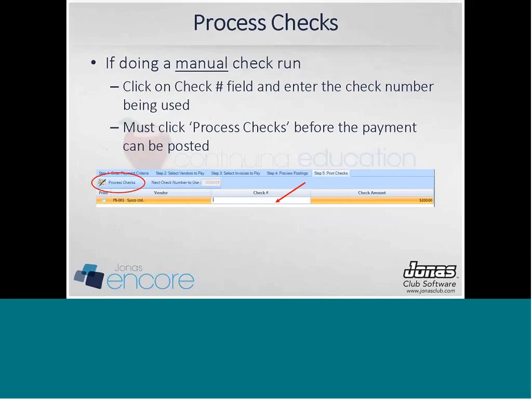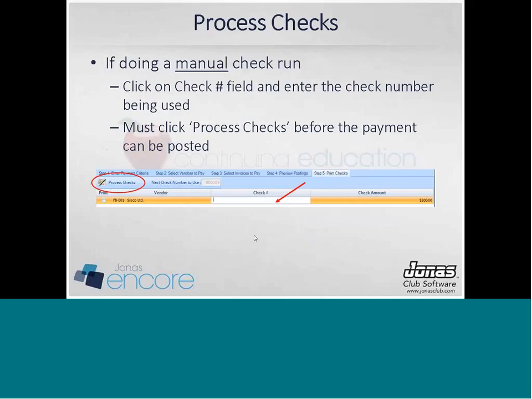So if you're doing a manual check run, the screen will look a little bit different from what we're looking at right now. Instead of saying print checks, it's going to say process checks. And then the check number is actually going to be available for selection down in this area, so you can type in the check number you're using.